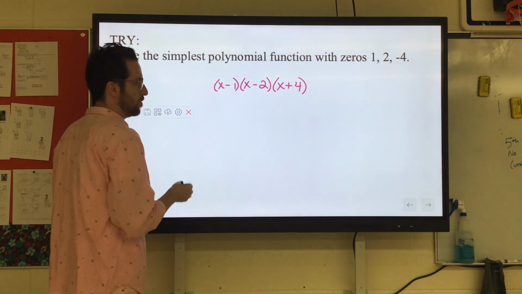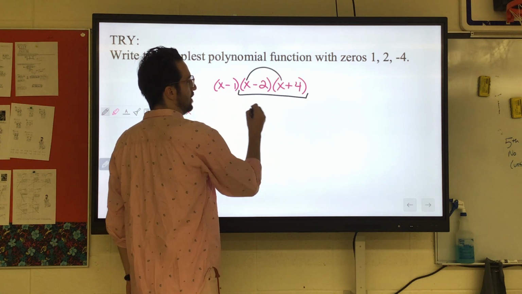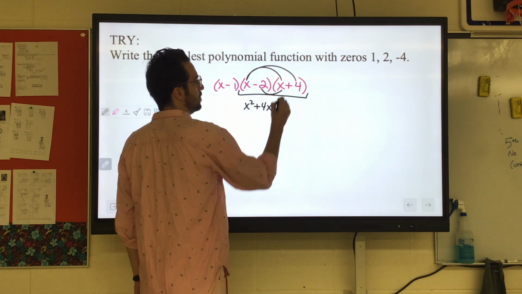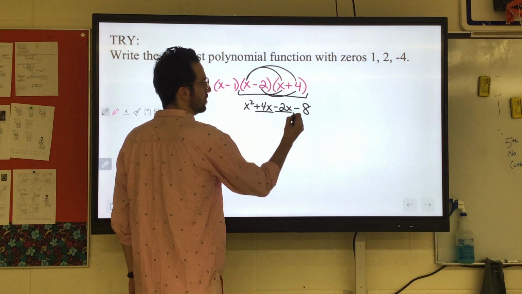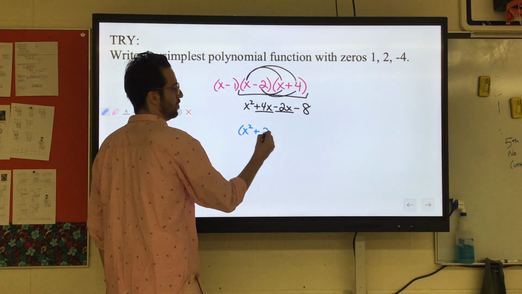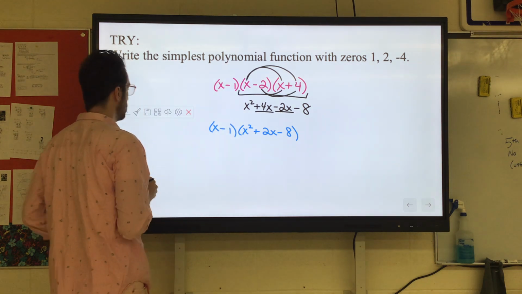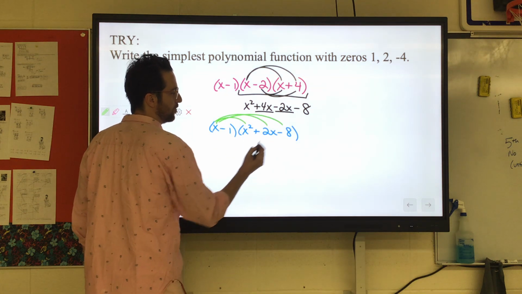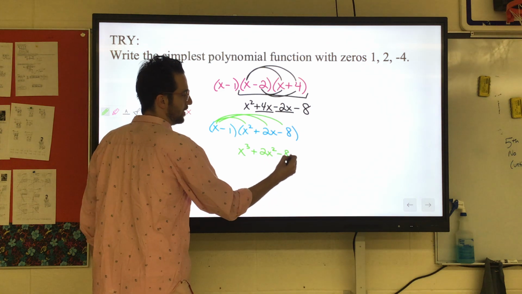It doesn't matter the order we multiply them in. Let's say I paired up these last two. That would give me x squared plus 4x minus 2x minus 8. I would combine my x's together, and we would have x squared plus 2x minus 8. We still got to multiply that by another x minus 1. So if we distribute the x to all of them, it's just going to bump up everything 1 degree. X to the third plus 2x to the second minus 8x.